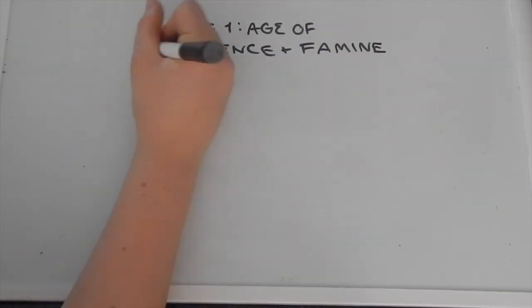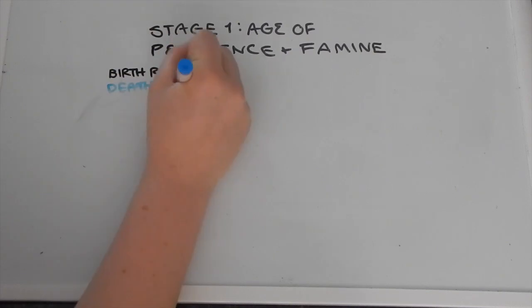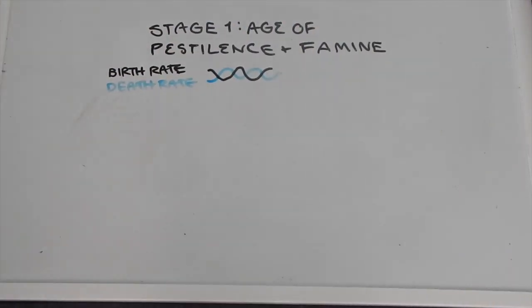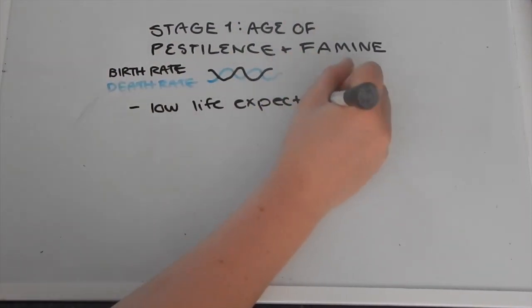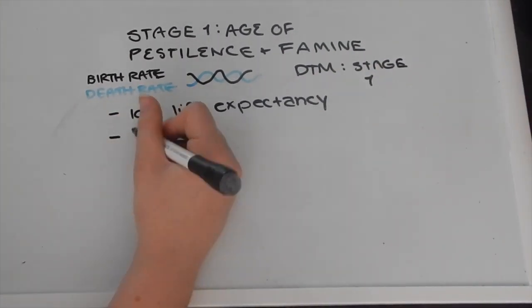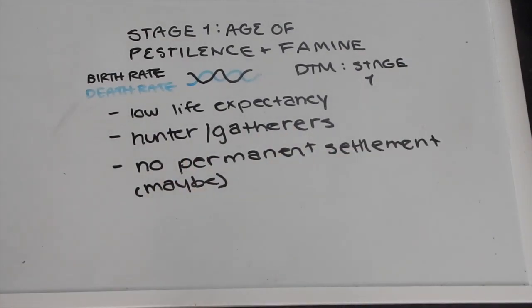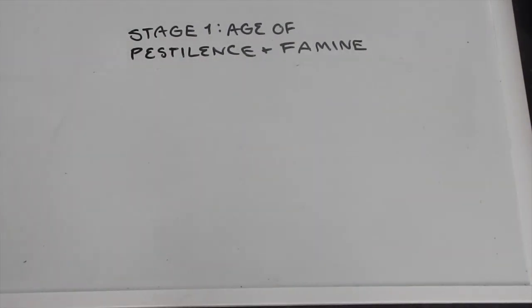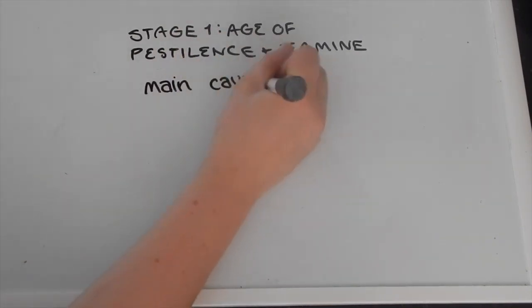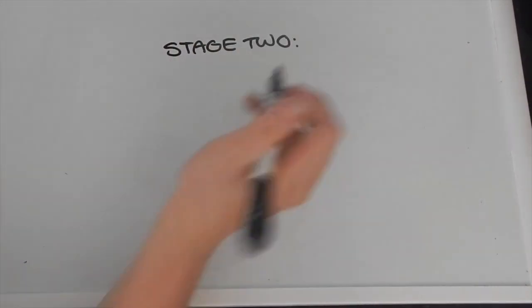The first stage in the ETM model is the age of pestilence and famine. The main causes of death in this stage are pestilence, famine, and lack of protection from the elements. In this stage, there is a very low life expectancy and death rates are very high. Most people are hunter-gatherers with no permanent settlements. The main causes of death in a country that's in the first stage of the ETM model are famine and plague, both of which indicate a lack of development.